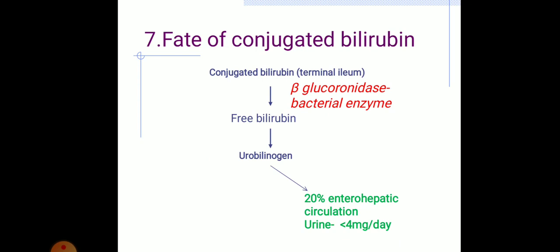20% of the urobilinogen is taken up into enterohepatic circulation and moved to the kidney and excreted through urine, in an amount less than 4 milligram per day. What happened to the remaining 80% urobilinogen? It is converted to mesobilinogen and stercobilinogen and excreted in feces.